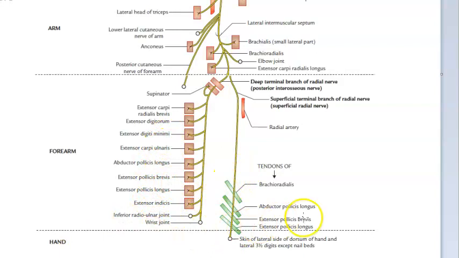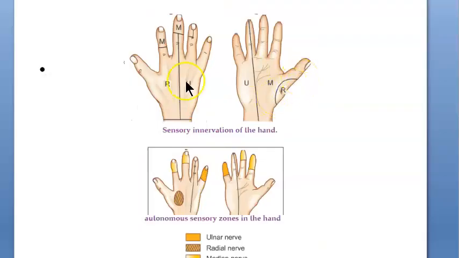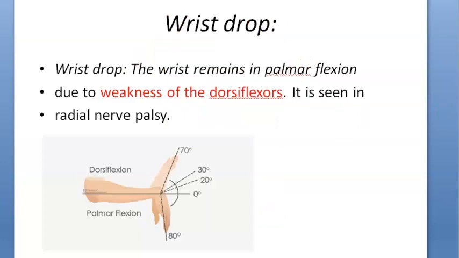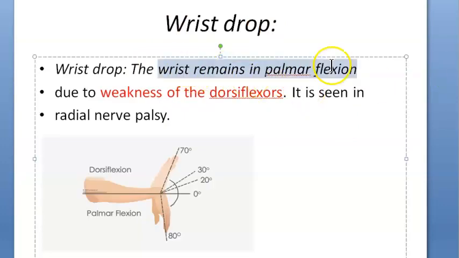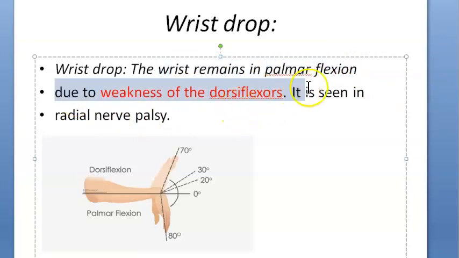Okay, and in the hand it is just supplying some parts. We'll show you that. A very small part on your palm, and in the dorsum of your hand it is supplying the thumb, etc. Okay. So anyway, what exactly is causing the wrist drop? Basically the wrist will remain in palmar flexion because of the weakness of the dorsiflexors.